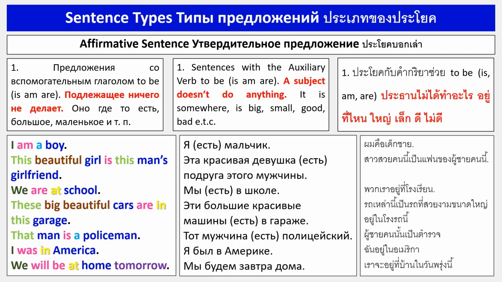I am a boy. This girl is this man's girlfriend. We are at school. These big, beautiful cars are in this big garage. The man is a policeman. I was in America. We will be at home tomorrow.